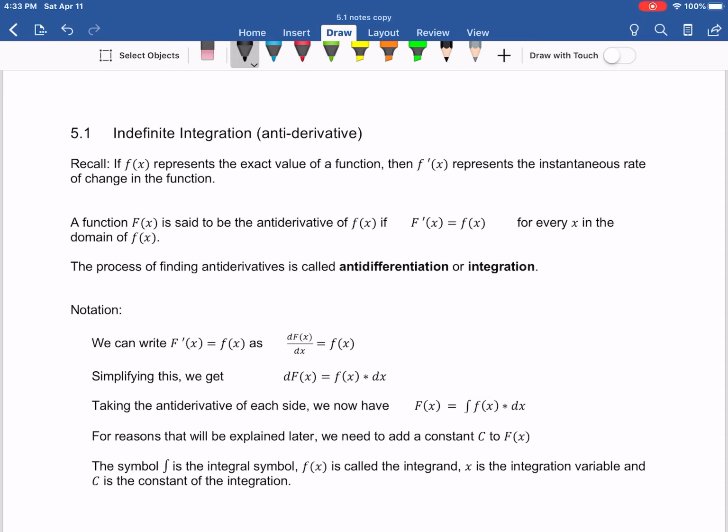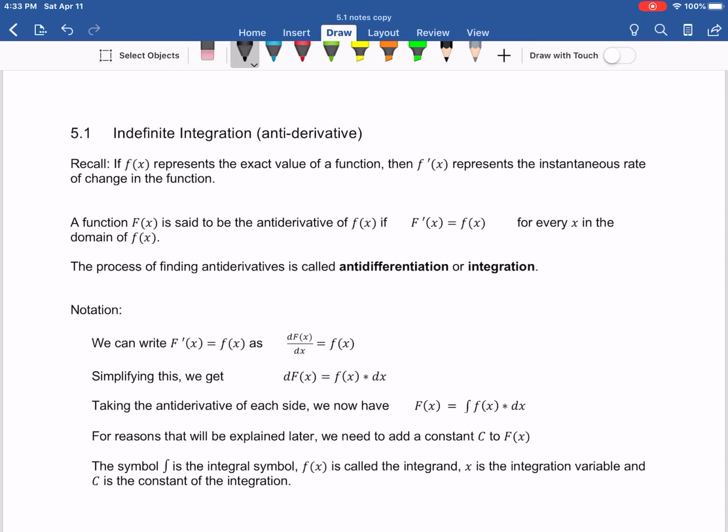Section 5.1 is the introduction to indefinite integration, also known as finding the antiderivative of a function. Recall, if f of x represents the exact value of a function, then f prime of x is the derivative, so that's the instantaneous rate of change in the function.